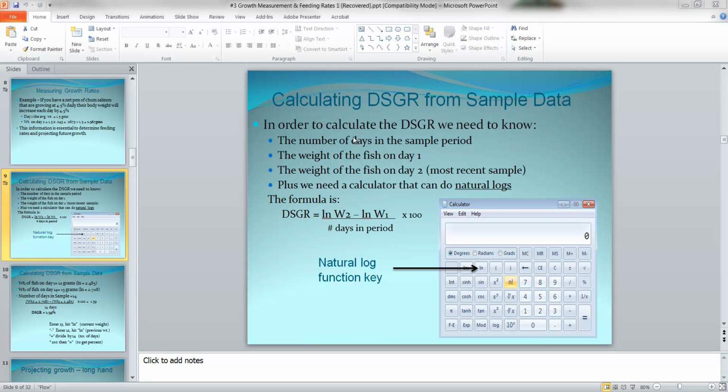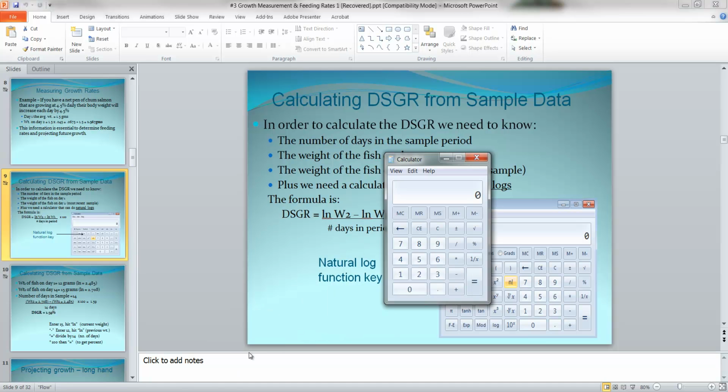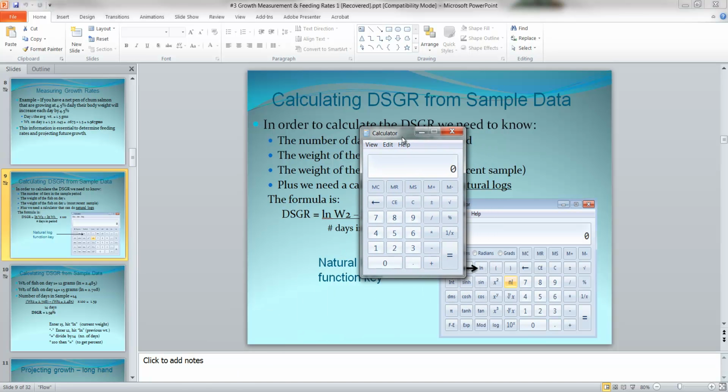Okay, so you have three pieces of data that you need: your most recent weight, your older weight, and how many days between those two periods. And then the final tool that you need is a decent calculator, like this one. This is the one off of Windows, and I've got it pulled up here. This is a calculator I find under Windows 7, I think.